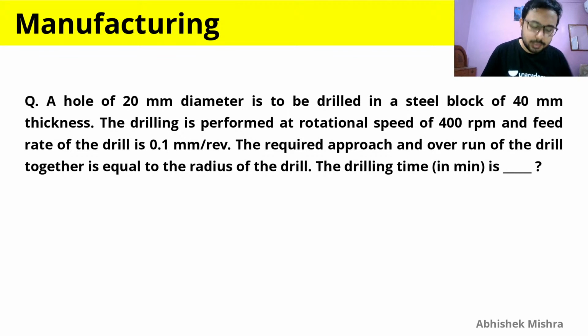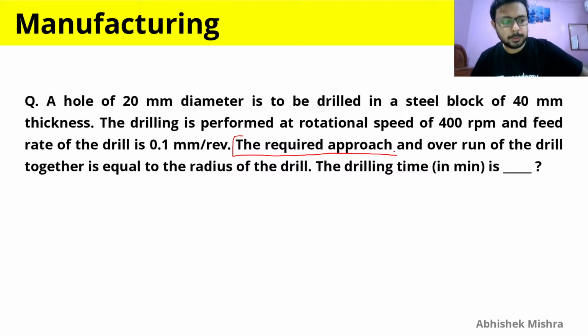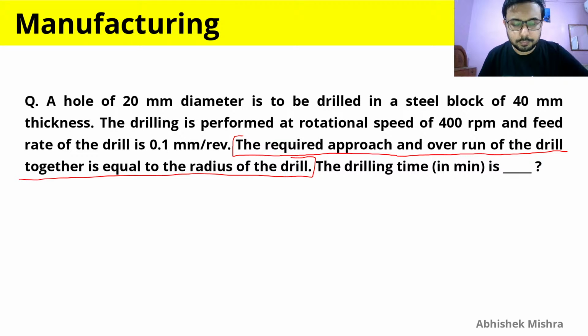So just read this question, take a look at it, and see that there is a line that you can get confused by. To make you properly understand that line, I am making you do this question. The objective of this question is that line, the required approach and overrun of the drill together is equal to the radius of the drill. This is the line that you have to properly understand. And if you are watching this live, just remember the term together here.